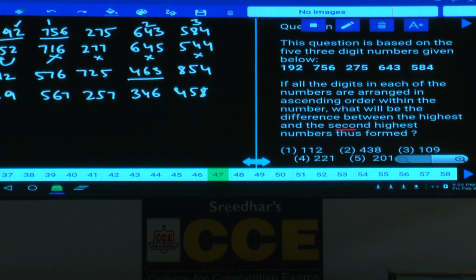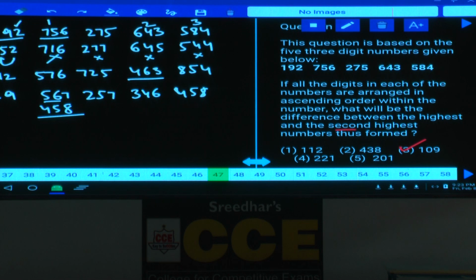Highest number, tell me what is the highest number here? Highest number is 567, and the second highest is what? 458. Then tell me what is the difference between these two? The difference between these two will be, tell me what is the answer here? 109, that is choice 3 is the answer.